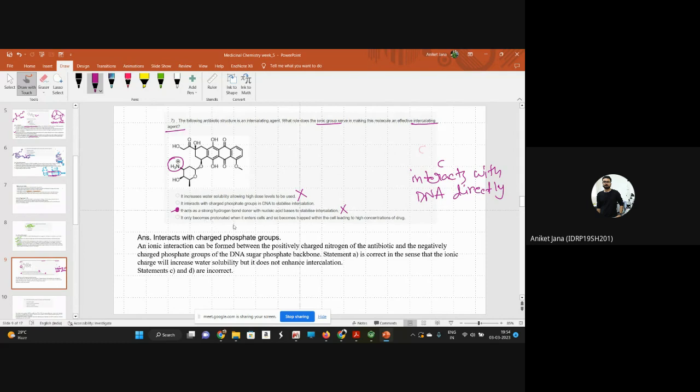It only becomes potent when it enters cells and becomes trapped within the cell, leading to a high concentration of the drug. So is this our criterion for intercalating agents, that it gets trapped within the cell and gives a high concentration of the drug?